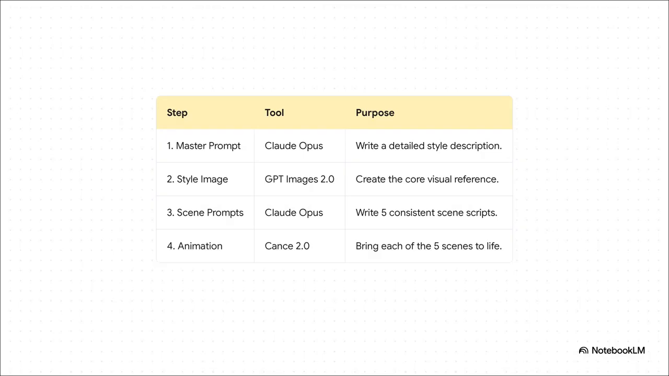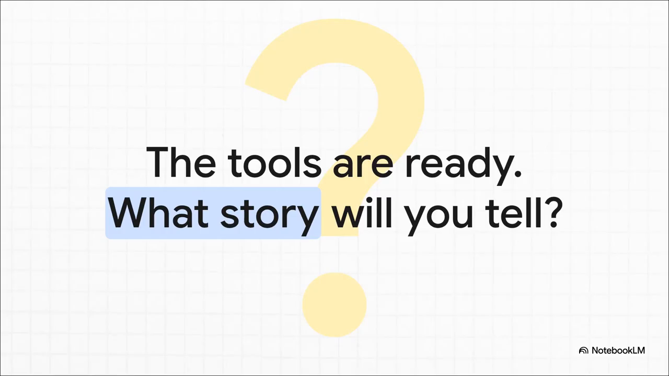So by being strategic, by combining the strengths of different AI tools, a language model for the prompts, an image generator for the style, and a video model for the animation, you can get these incredible results without knowing the first thing about traditional animation. This whole workflow is basically a blueprint that you can take and adapt for your own cool projects. Look, the technology is here, and it's more accessible than it's ever been. So really, the only question left is, what story are you going to tell?